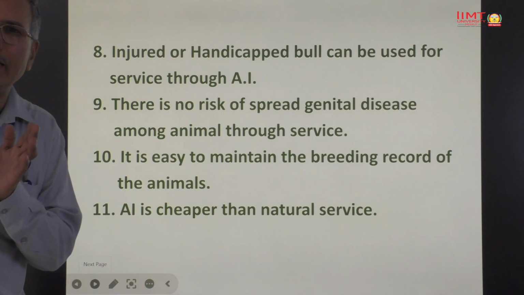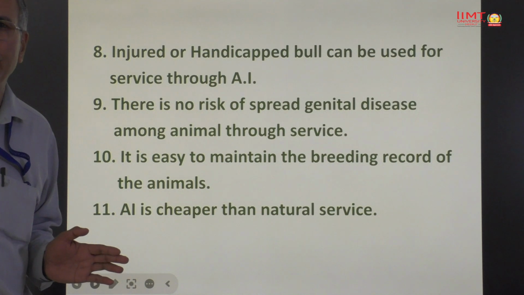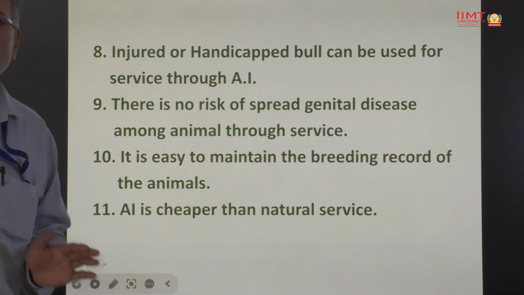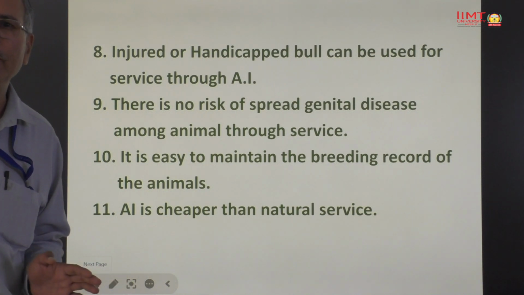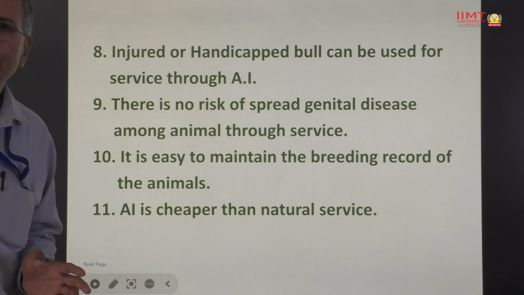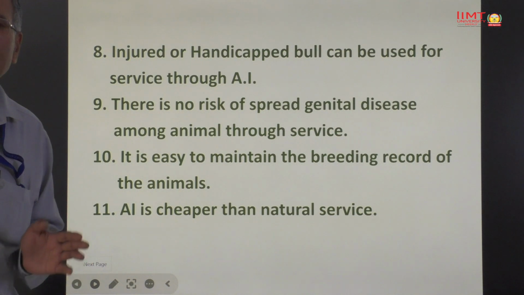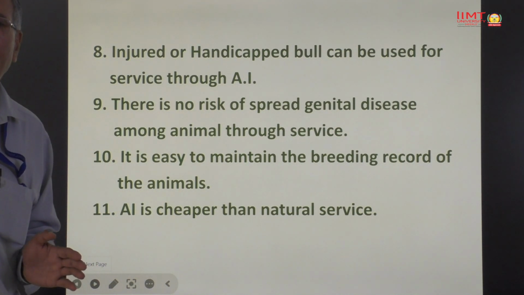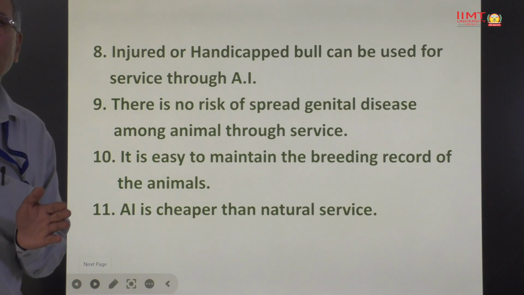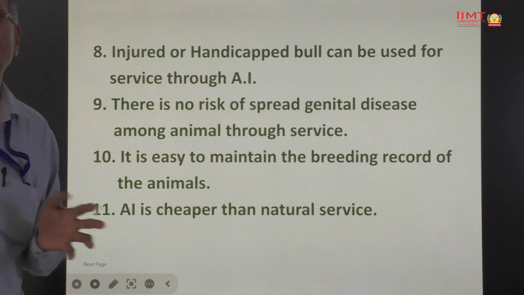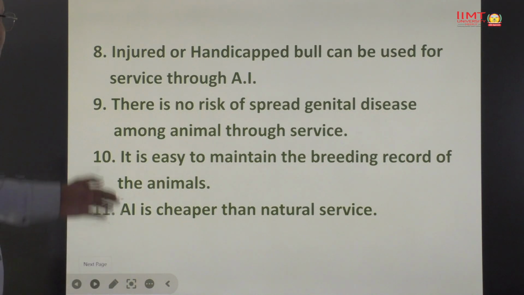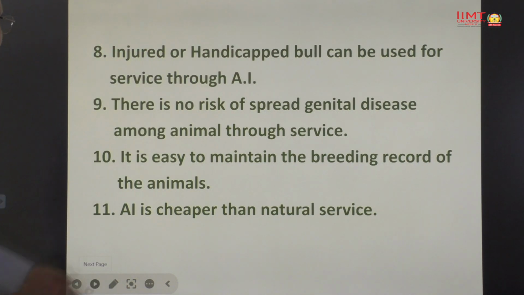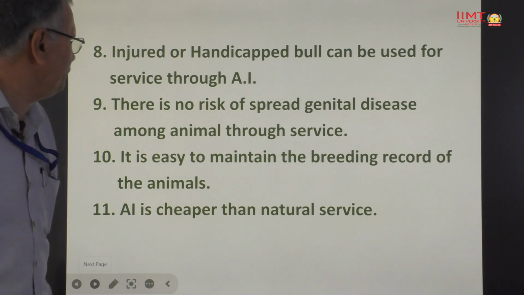कई दफ़े बुल के पीछे के पैर में इंजरी हो जाती है तो नेचुरल सर्विस के लिए माउंट नहीं कर पाता, तो उससे नेचुरल सर्विस नहीं हो पाती. In such cases the semen of such handicapped bull can be collected through electric ejaculator method, and this semen can be used to inseminate the female through artificial insemination. Hence, you can say injured or handicapped bull can be used for service through artificial insemination.